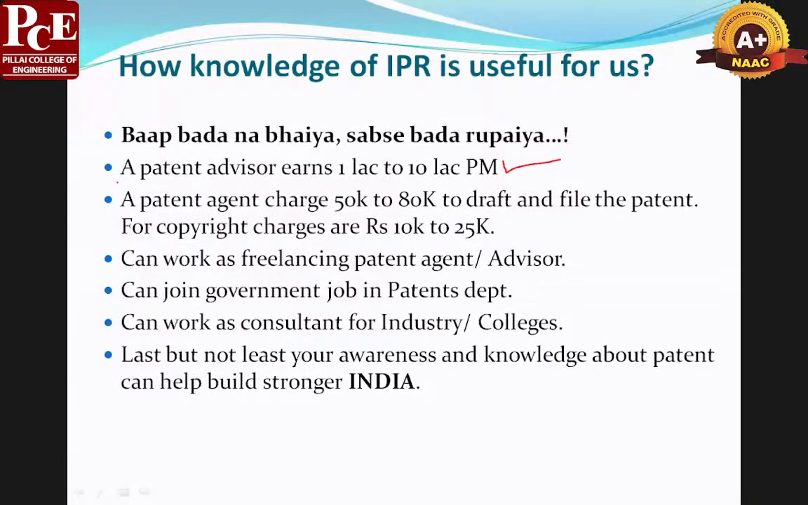So just wanted to give some insight. A patent advisor is earning 1 lakh to 10 lakh per month. A patent agent charges for freelancing.